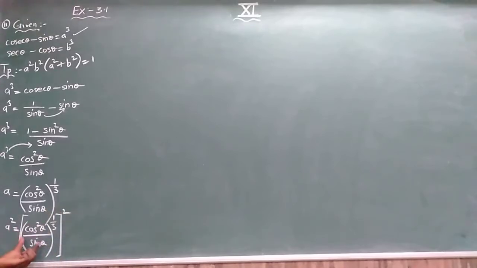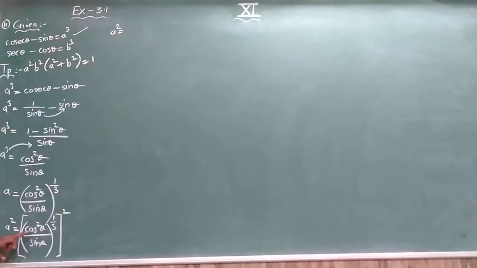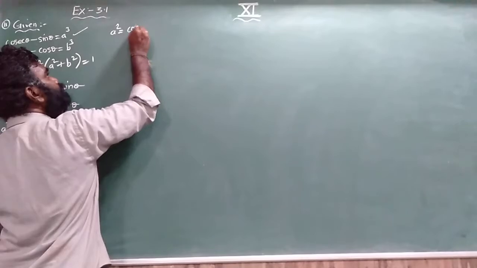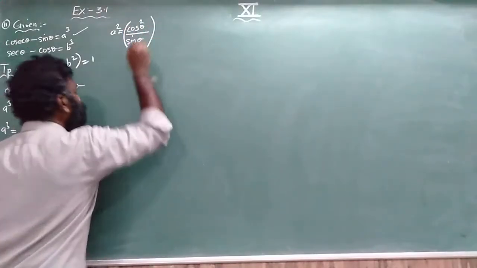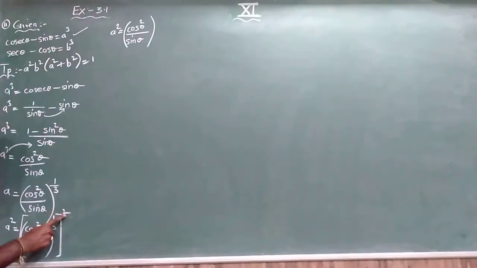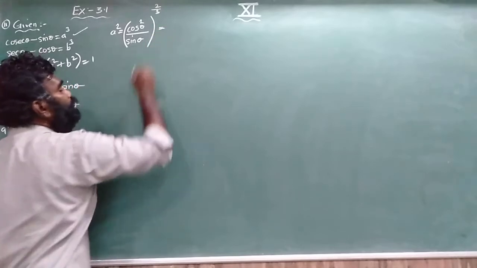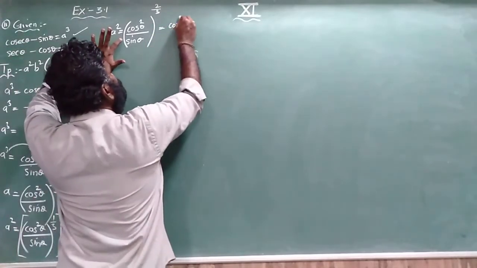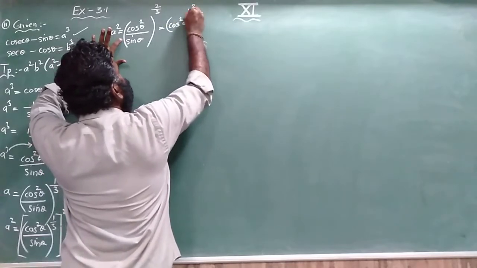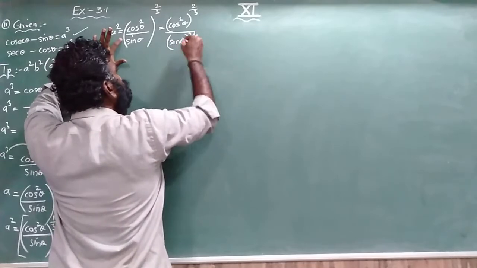We know the formula: a power b, whole power c. I can multiply these two powers. Therefore a square is equal to cos square theta divided by sin theta, whole power of, multiply these two powers, 1 into 2 is 2, so whole power of 2 by 3. Now I can separate the powers for numerator and denominator: cos square theta whole power of 2 by 3 divided by sin theta whole power of 2 by 3.